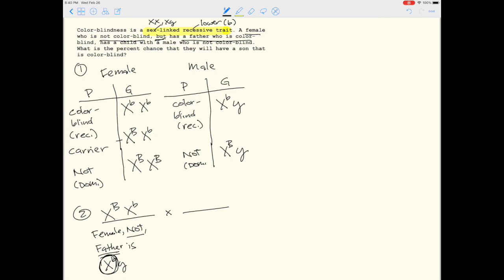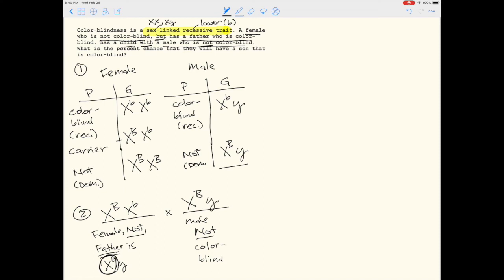I'm going to go back up to the question or the statement here, and it says that she is going to have a child with a male who is not colorblind. So this male is not colorblind. So I know from looking at my T-chart the letters that I'm going to use for him is right here: X capital B, Y, because he is not colorblind.